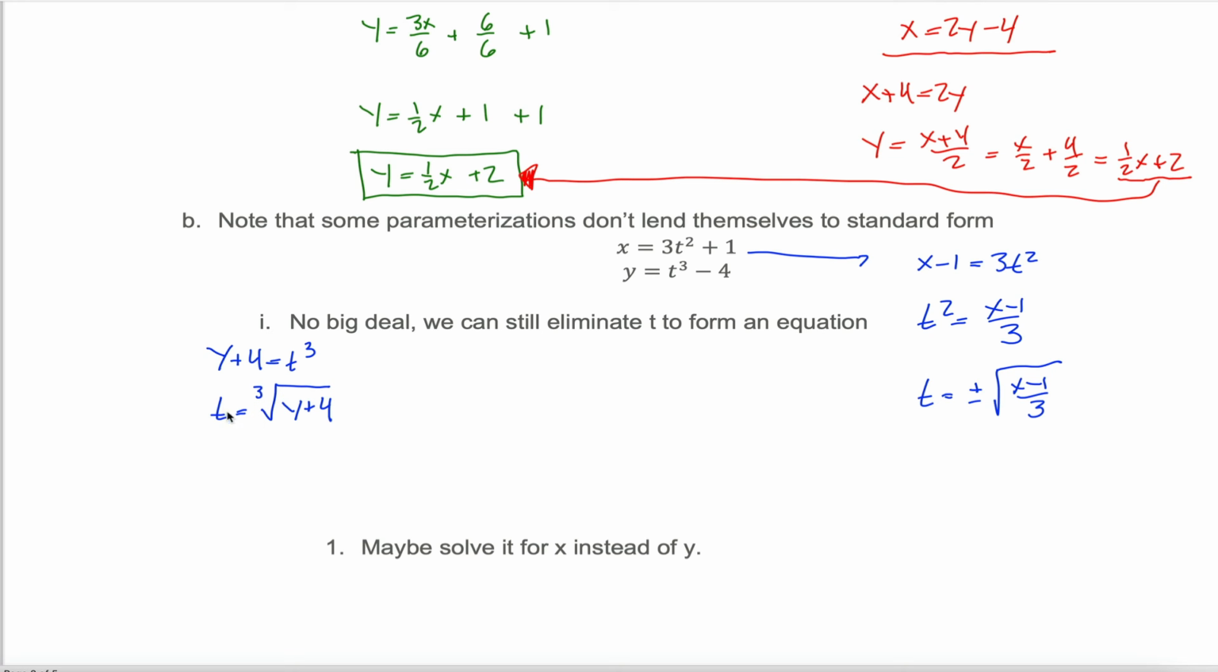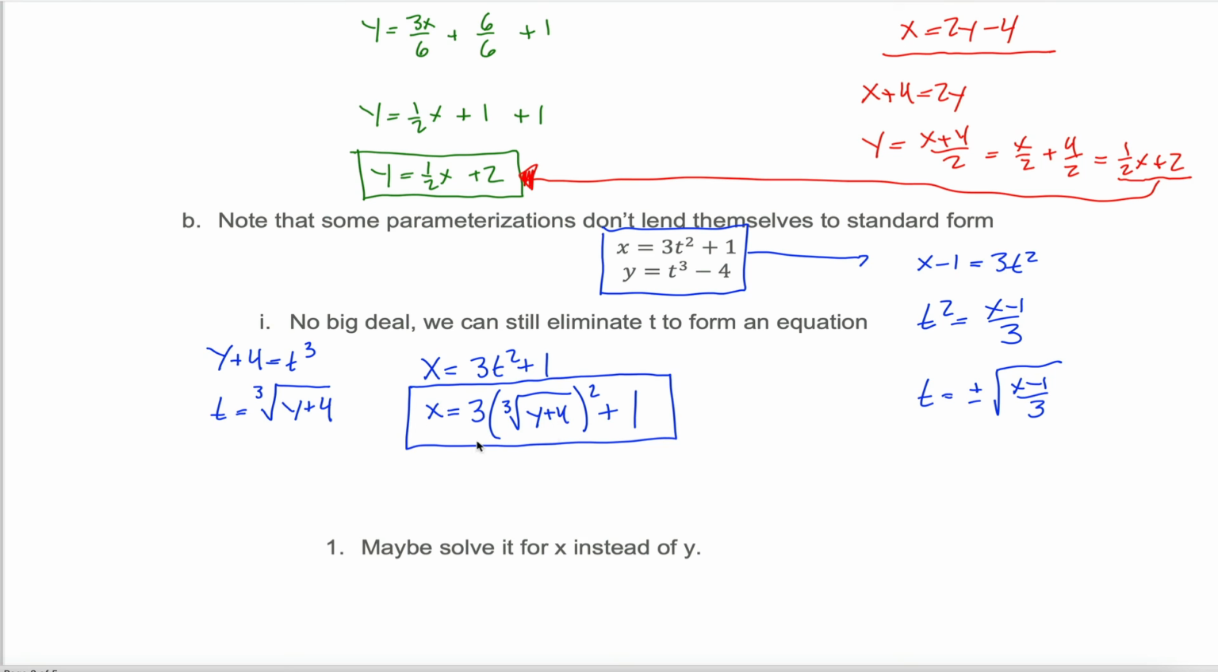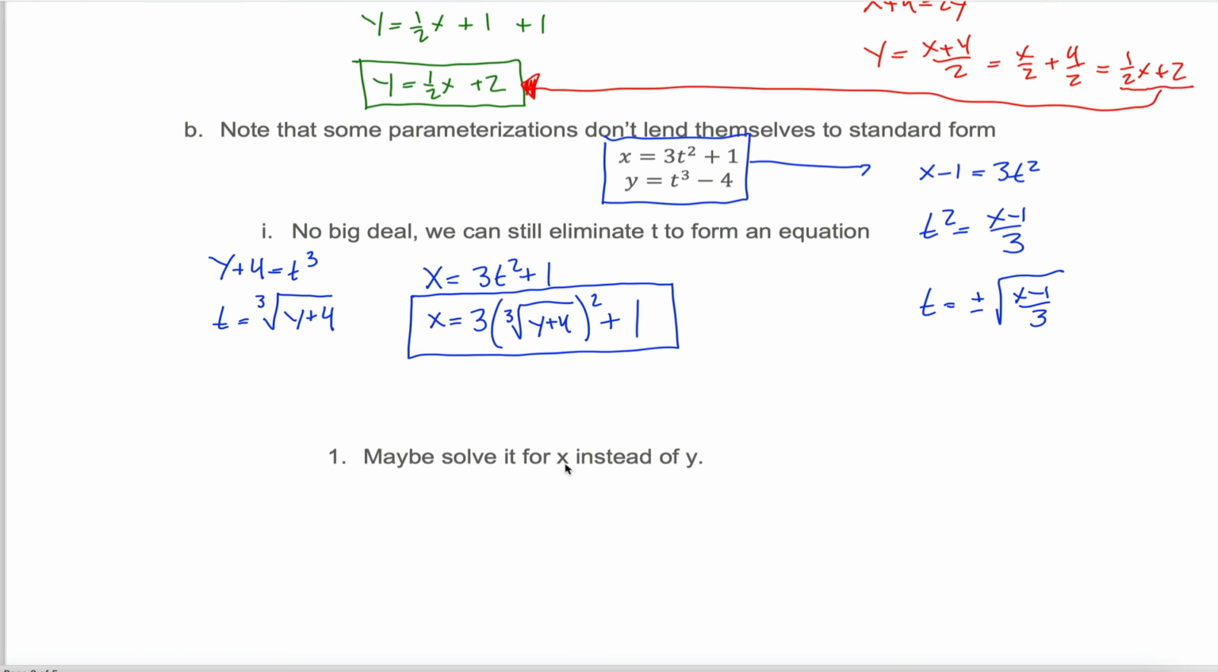That's good news. I can write t in terms of y without a plus or minus, so now I can plug that into my other equation. I had x was equal to 3t squared plus 1, but t is equal to the cube root of y plus 4. So x is equal to 3 times the cube root of y plus 4, squared, plus 1. I've eliminated my parameter t. I've changed these two equations into one single equation. It's just that single equation isn't solved for y, it's solved for x.